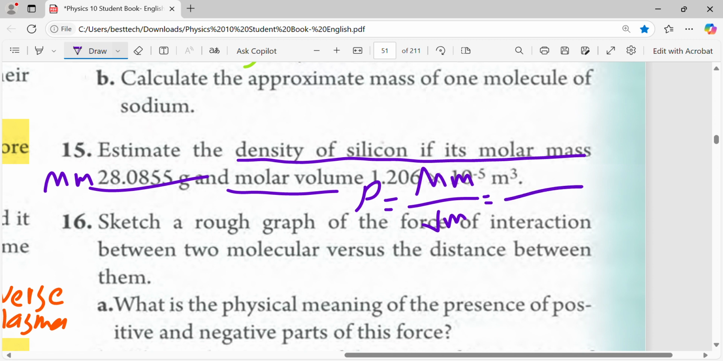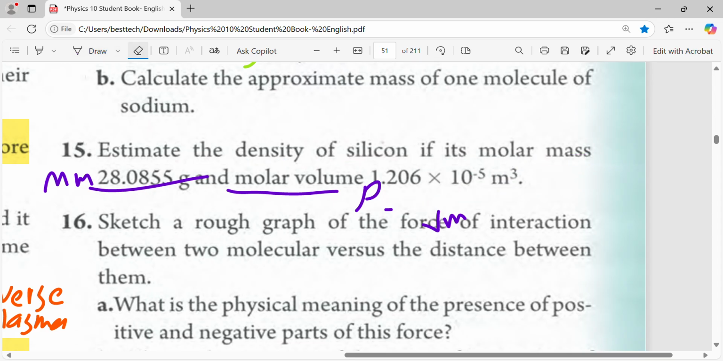The molar mass we have is 28.0855. Again, it's gram, so make it kilogram because the density unit in SI is kilogram. So 28.0855 times 10 power negative 3. Let me fix it. Okay, so the rule: density equals molar mass over molar volume.